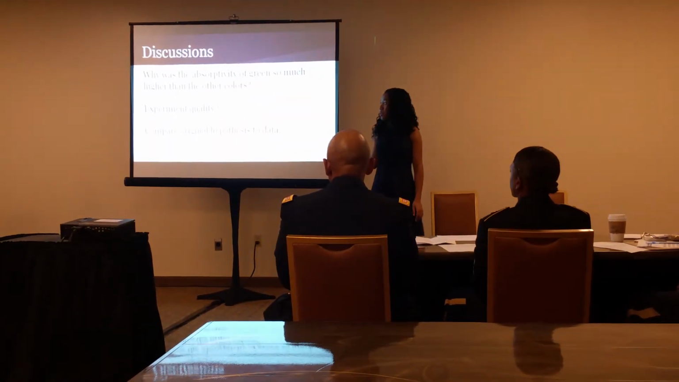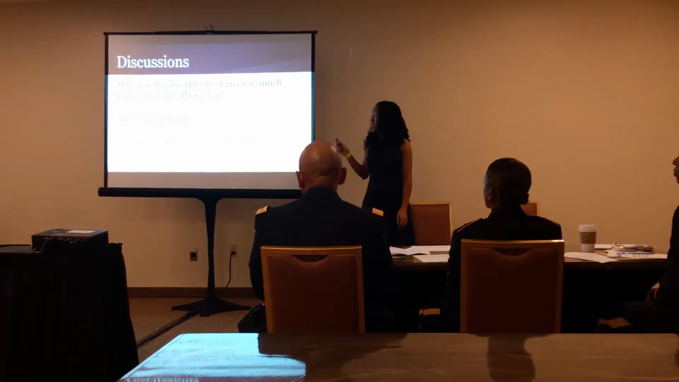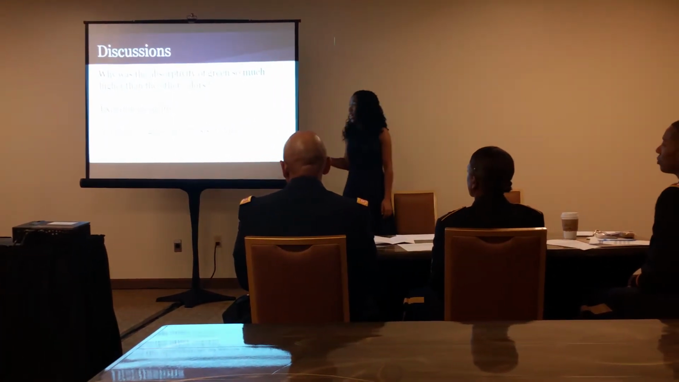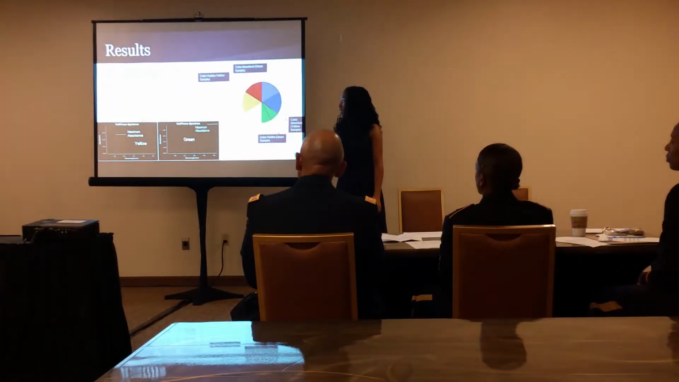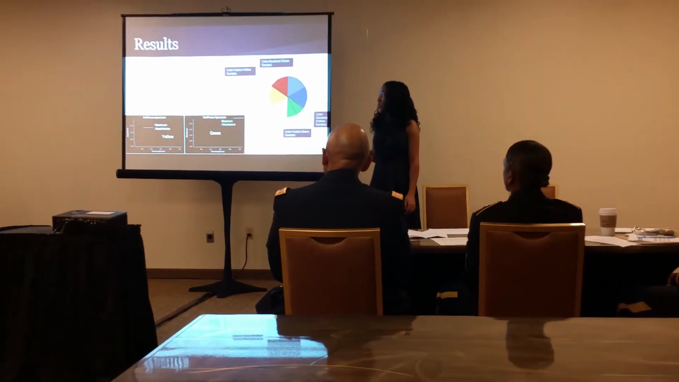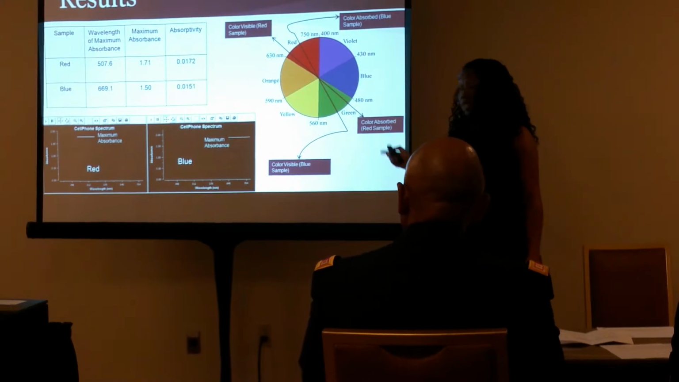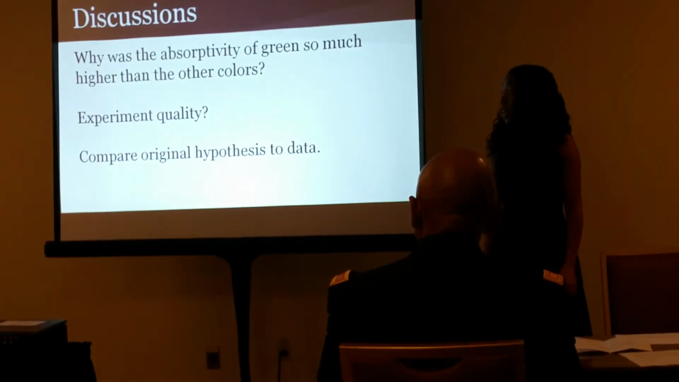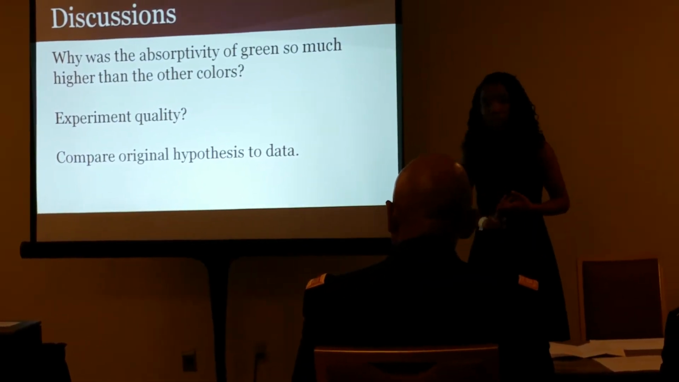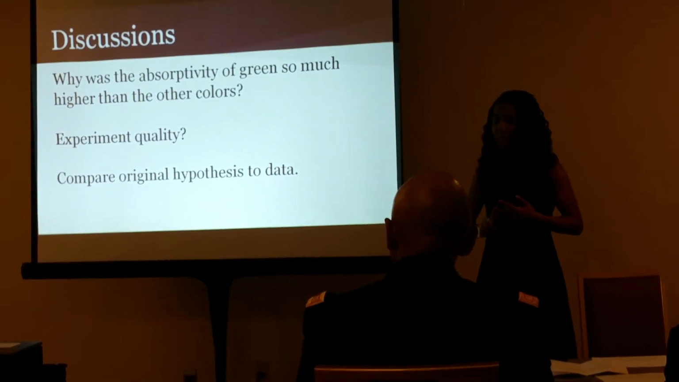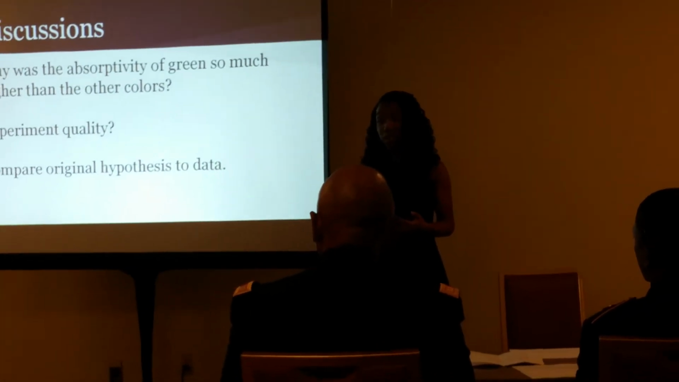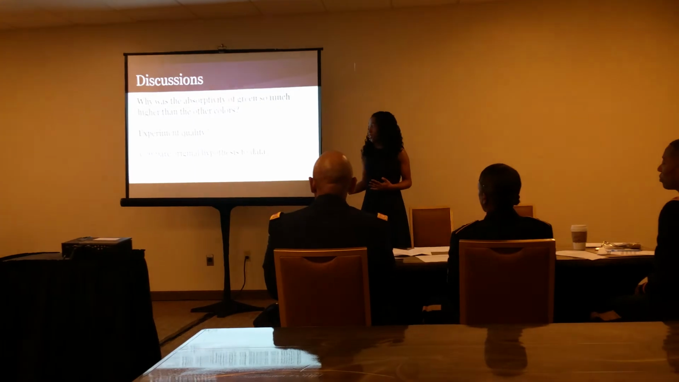So when I was looking at my results, the first thing I noticed was that the absorptivity of green was really high compared to the others. If we look back, green was like 0.24, while the other ones were less than 0.24, which is a lot. I started questioning my experiment quality. I was like, well, maybe I need to buy more dyes. Maybe I need to use a different box. Maybe I need to buy a better cell phone.